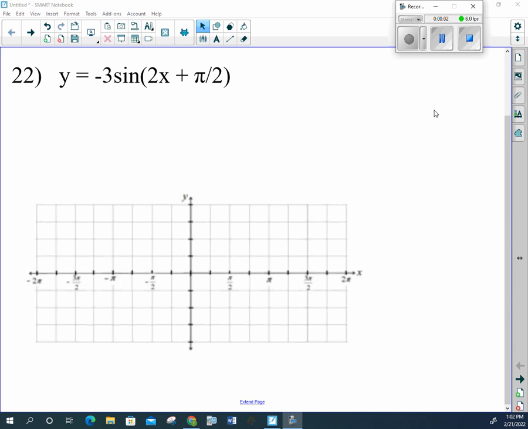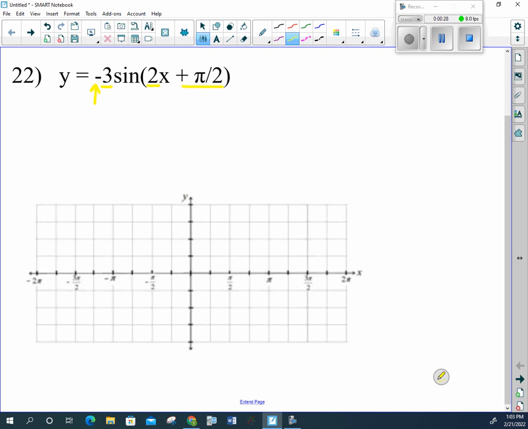Okay, we're going to go ahead and graph this sine curve. But before I begin, I'm going to analyze the equation a little bit. So first of all, I notice the negative sign. So something's going to happen because of the negative sign. I see that my amplitude is 3. I notice that I have a b, which is 2. That's going to change my period. And then I also notice that I have a plus pi over 2, which is my phase shifting.